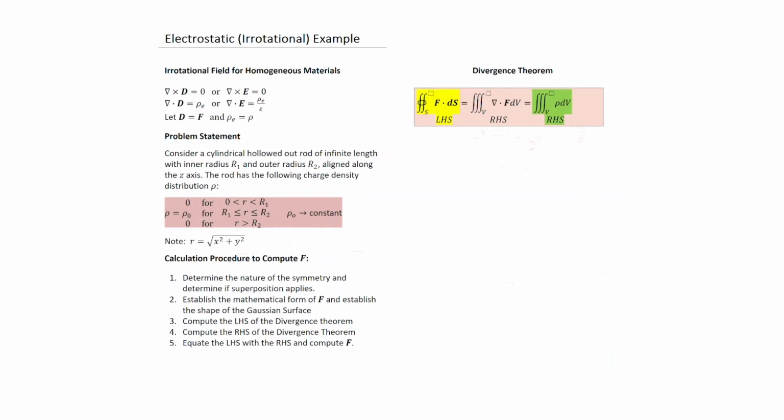All right, so what is going to be the calculation procedure to compute F? There are 5 steps. First of all, we need to determine the nature of the symmetry and determine if superposition applies. Secondly, we have to establish a mathematical form of F and establish what we call the Gaussian surface. The Gaussian surface is associated with the left-hand side, namely the shape of the closed surface. Then we compute the left-hand side of the divergence theorem, followed by the right-hand side. We equate the two, and then compute from that the field F.